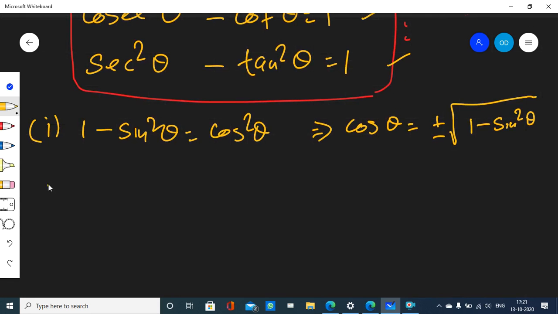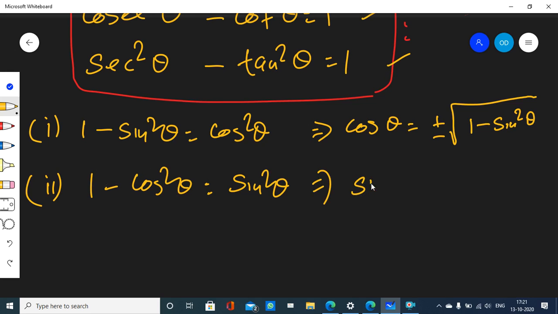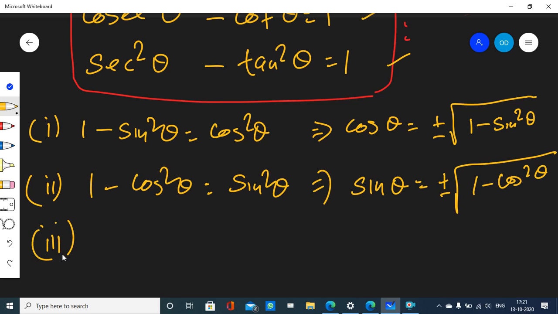And similarly, 1 minus cos square theta will be equal to sine square theta, isn't it? Because sine square theta plus cos square theta is equal to 1, their sum is equal to 1. So if I subtract cos square theta from 1, I shall get what? Sine square theta. Then sine theta is equal to plus or minus under root 1 minus cos square theta. Is it not?